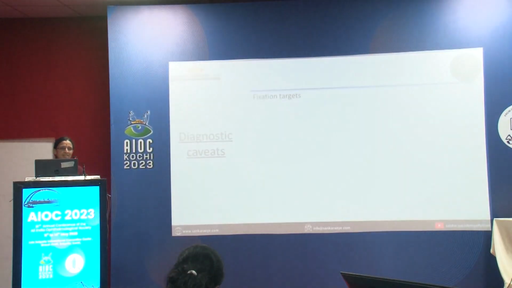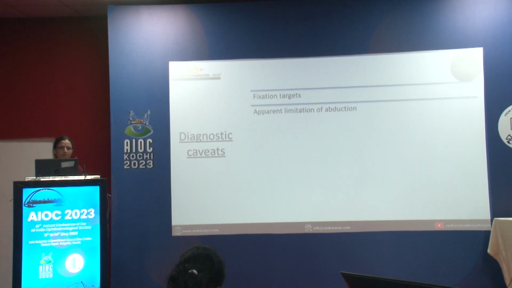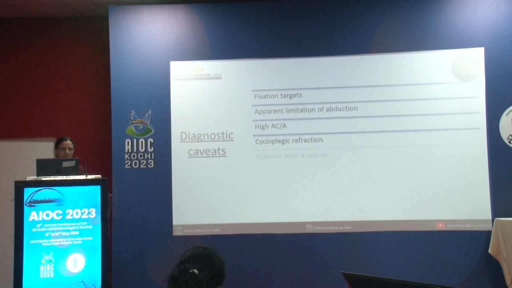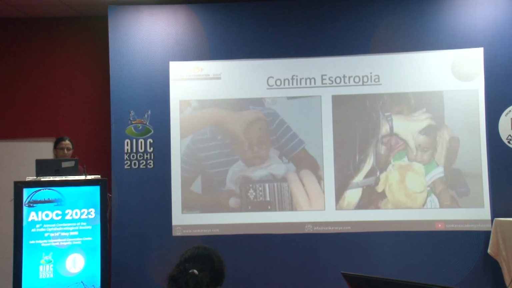The most important things we'll cover with the cases would be diagnostic caveats. You should always use fixation targets when we are evaluating a squint in a child. Apparent limitation of abduction is something that always has to be kept in mind in any case of esotropia. The high AC/A ratio, the importance of cycloplegic refraction, the distance near disparity and the gaze angle disparity, the palpebral fissure changes and signs of co-contraction, and the fundus examination. So these are specific points with respect to esotropia apart from the regular points that we look at in a squint evaluation.